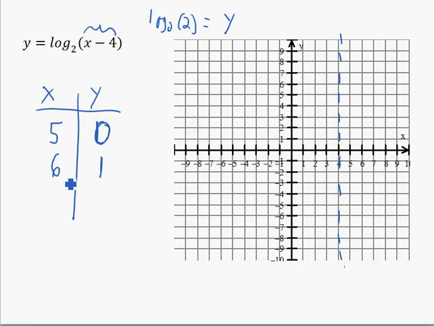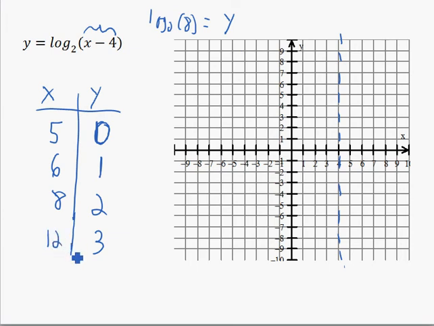The next power of 2 we can do is 4, because that's 2 squared. 2 to what power is 4? 2 squared is 4, so y will be 2 when the inside is 4. That happens when x is 8. The next one we can do is 8. 2 to the third power is 8, so y will be 3 when the inside is 8, and x would have to be 12. So 12, 3 would be on there.